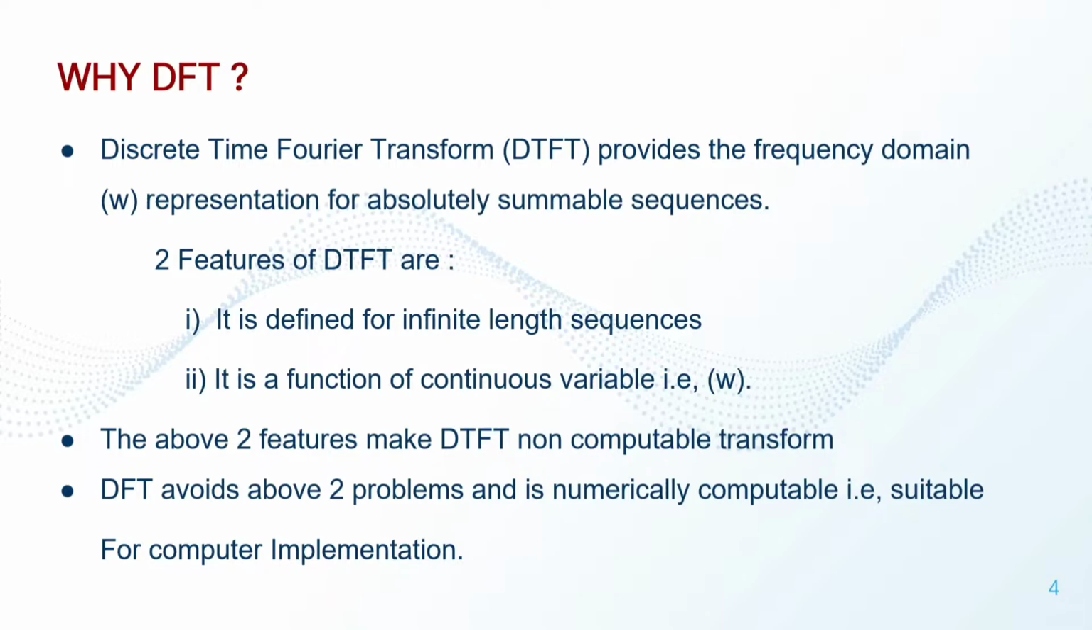But already having discrete time Fourier transform, why is DFT needed? So two features of DTFT are, it is defined for infinite length sequences and it is a function of a continuous variable omega. The above two features make DTFT impossible to compute on hardware. DFT avoids the above two problems and is numerically computable. That is, it is suitable for computer implementation.